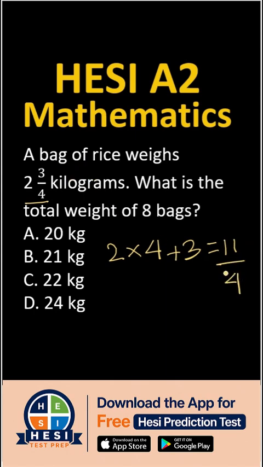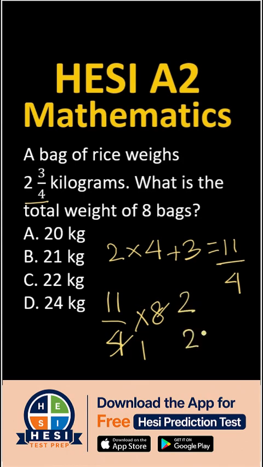So 1 bag of rice weighs 11 over 4 kilograms. We have to find the total weight of 8 bags. So we multiply 11 over 4 with 8. So 4 ones are 4 and 4 twos are 8. So that cancels out. So 11 times 2 is 22. So the correct answer is option C.